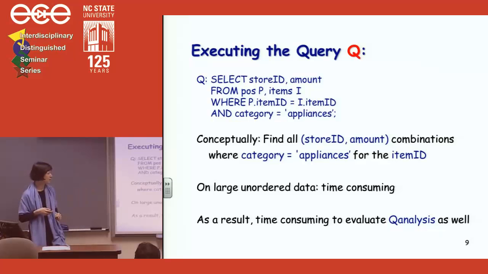Answering this query would be time-consuming on large unordered data. It would be time-consuming anyway because the amount of relevant data is expected to be large. If you look at all the data, then it becomes unmanageable. So the more efficiently we can answer this query, the more efficiently we can answer the analysis query, because the analysis query on top of this is just computing the sum of the amounts in each pile. Right? So we're talking about efficient processing of this query.